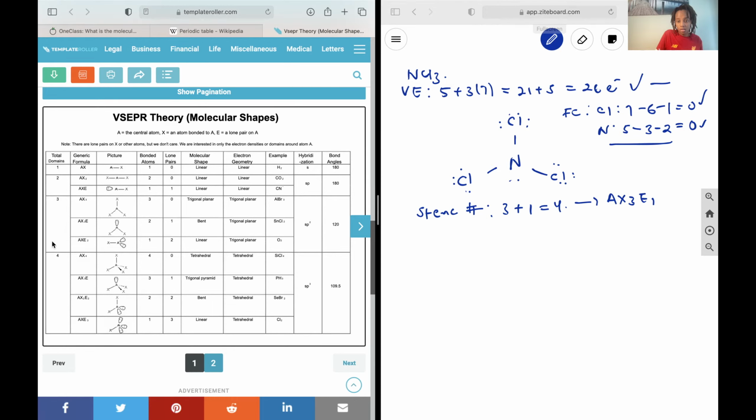The total number of domains is 4, and so the version of it with no lone pairs is going to be our electron geometry, and it just doesn't account for which ones are bonding pairs and which ones are lone pairs. And so its electron geometry is going to be tetrahedral, but its molecular geometry will account for which ones are lone pairs and bonding pairs. And we know that we have 3 bonding pairs and 1 lone pair, so it's going to be trigonal pyramidal.